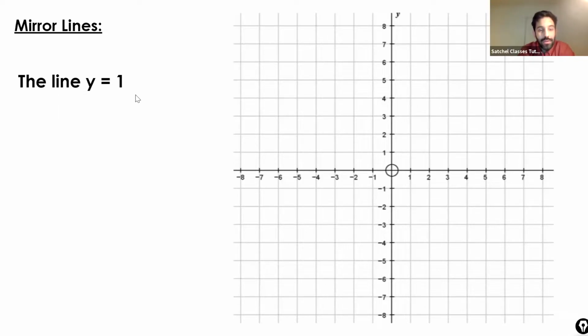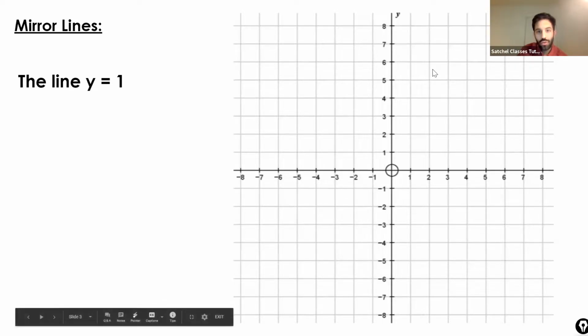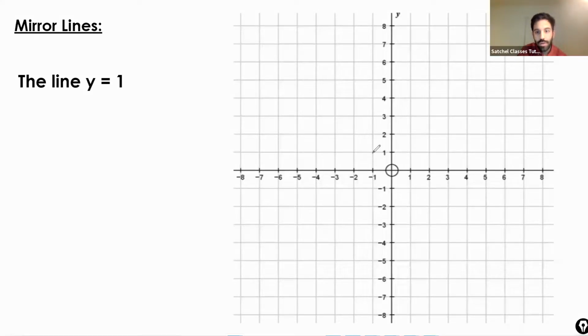Now, the line y equals 1. So what we're looking for is a line where at every point on that line, the y coordinate will always be 1. So if we have a look at the y-axis here, if we think about this coordinate here, and I'm just going to draw on this, it will be easier. There we go. So if we think about this coordinate here, this coordinate is -1, 1.